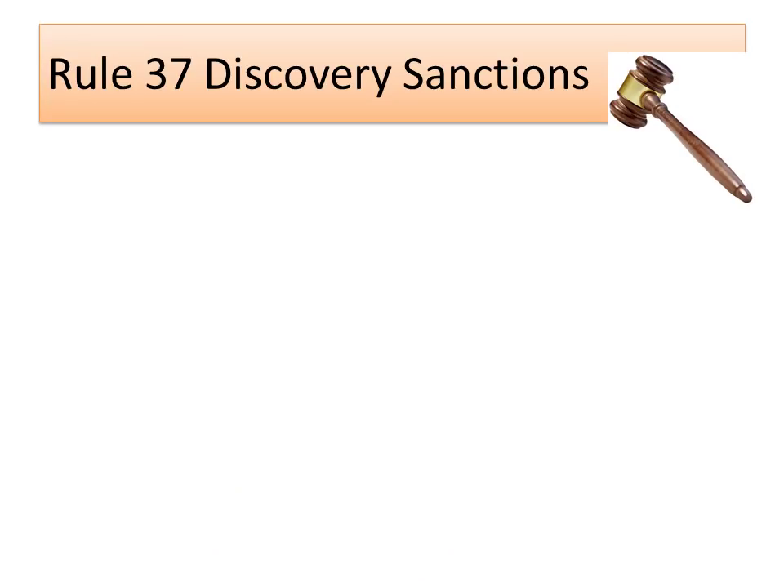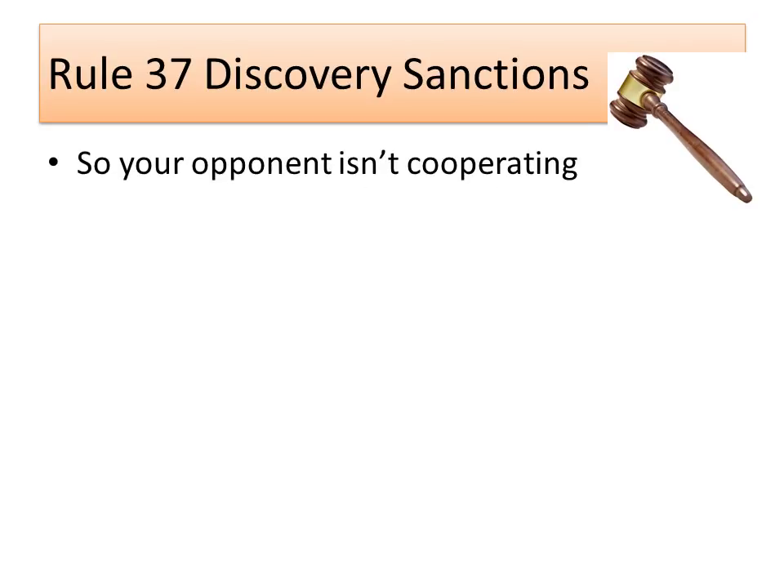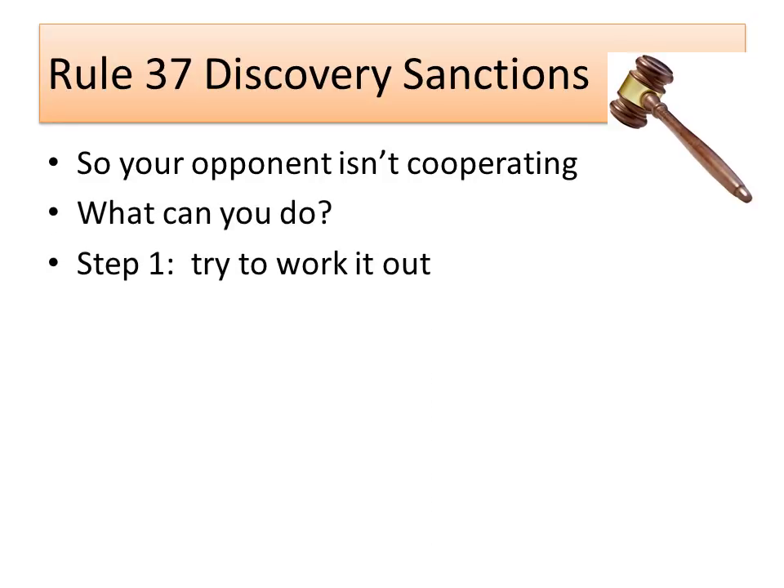All right, let's talk about sanctions in discovery. Remember that Rule 37 is an enforcement mechanism that tells us what happens when people don't cooperate in discovery. So what happens if you serve a discovery request and the other side refuses to cooperate? What do you do? Well, the first step is to try to work it out, right? Judges, federal judges particularly, really don't like getting embroiled in discovery disputes. So to the extent that you can work it out without involving the judge, so much better. So that's definitely step one.